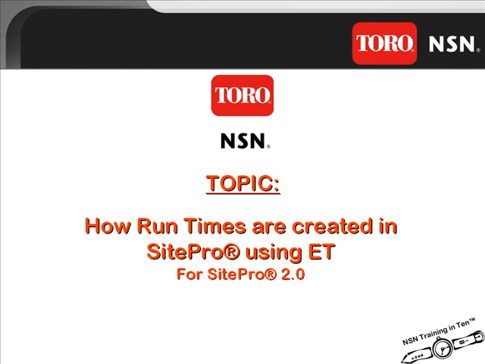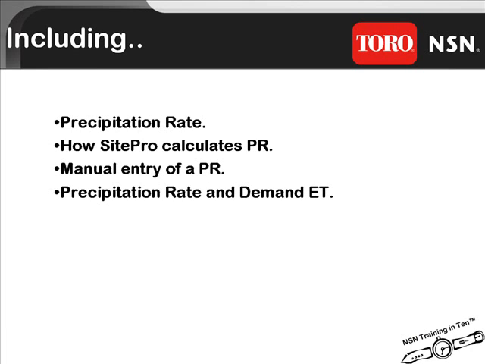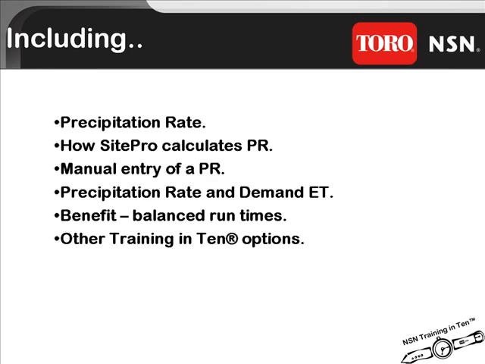While this module is focused on SitePro versions 2.0 and above, the principles you'll see here apply to most previous versions of the software. This training module will cover topics including an explanation of precipitation rate, also known as application rate, how SitePro calculates precipitation rate, how you can override this automated calculation and manually enter a precipitation rate, how this precipitation rate works with demand ET and the benefit of balanced runtimes, and other Training in 10 options designed to help you become a better manager of your Toro SitePro system.